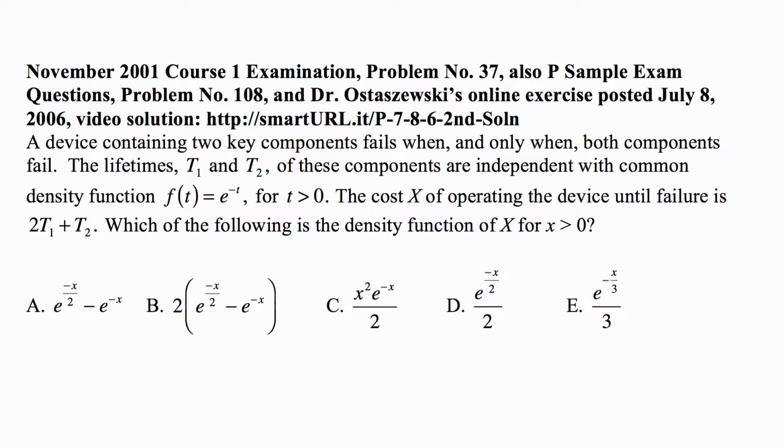Today and tomorrow I will post different solutions of the same problem I posted on April 10th, 2018. The problem is as follows. A device containing two key components fails when and only when both components fail. The lifetimes T1 and T2 of these components are independent with common density function f of t equal to e to the minus t for t greater than 0, which is of course exponential distribution with mean 1. The cost X of operating the device until failure is 2T1 plus T2. Which of the following is the density function of X for x greater than 0?